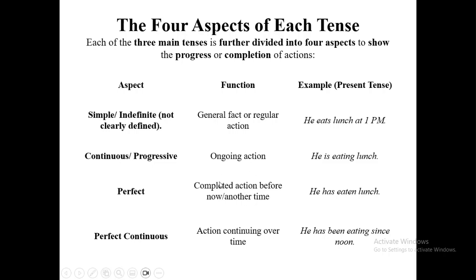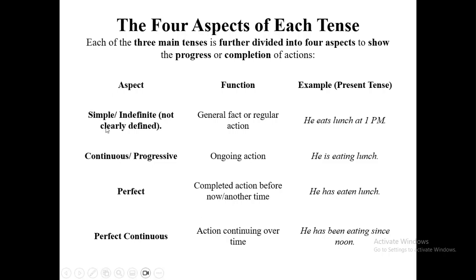That is a completed action. Then perfect continuous. The fourth aspect is perfect continuous. In perfect continuous, the action continues over time, up to a particular point. It continues for some time. Understand? For example, he has been eating since noon. Has been eating shows the continuation of an action in that particular time.